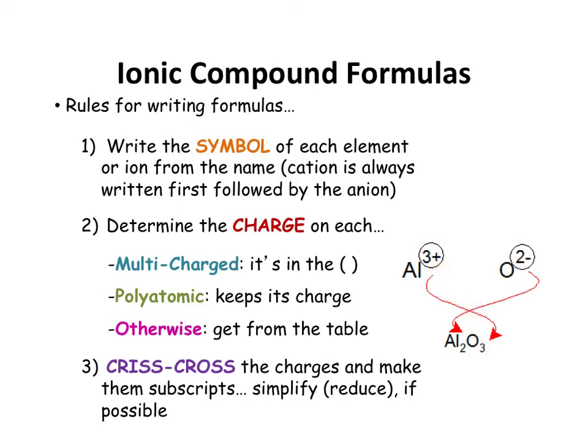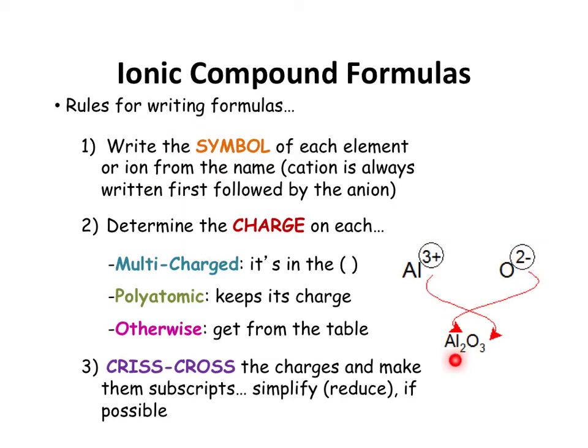Oxygen ends up with the 3, and then the oxygen is 2-. He sends his 2 down to the aluminum, and it becomes a subscript. Remember, subscript's always sunken down. You don't bring the plus and the minus, you just bring the numbers. And they crisscross. They switch. If possible, you would be able to simplify or reduce those numbers.